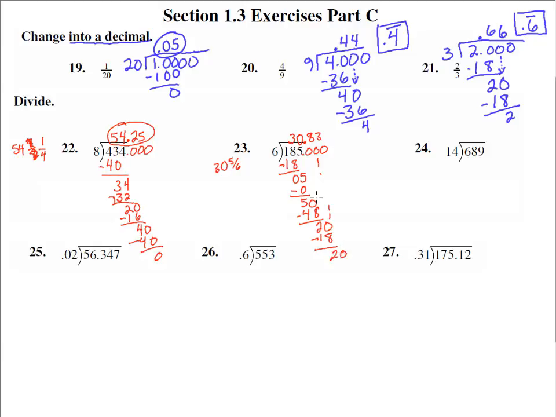Bring down that last 0. 6 goes into 20, another 3, and it will repeat this pattern. So we put a bar just over the 3. It's not repeating 838383. It's 30.83 with a bar over it right there. Let's double check our answer.